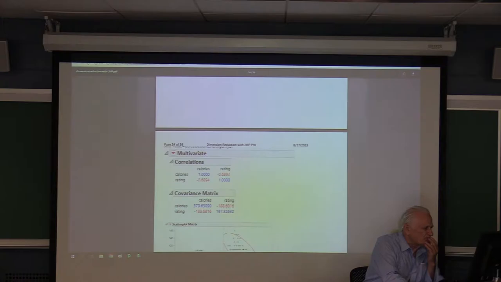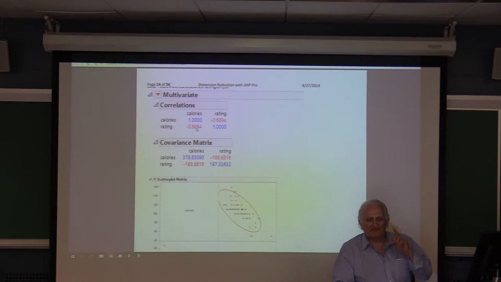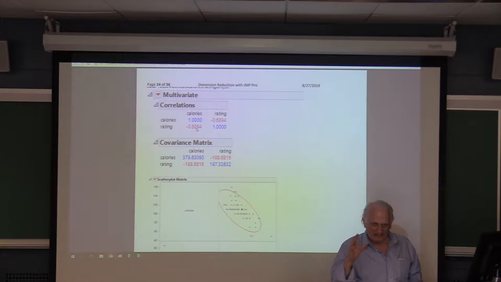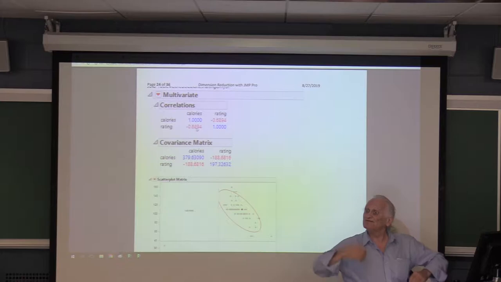Number here, negative 0.6894. This is the correlation. What does this tell you? What is the meaning of this number? Let's say you wanted to tell this to a cousin of yours who's brilliant but knows nothing about analytical statistics. How would you explain this? As calories go up, ratings go down. Exactly. Does this make sense? Yes. Very meaningful, right?